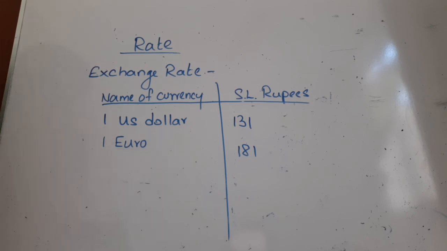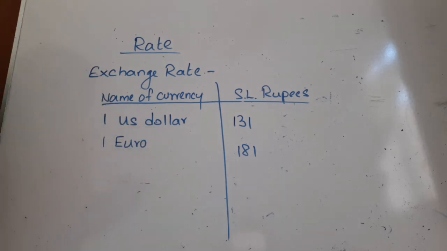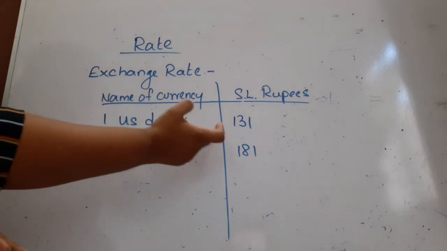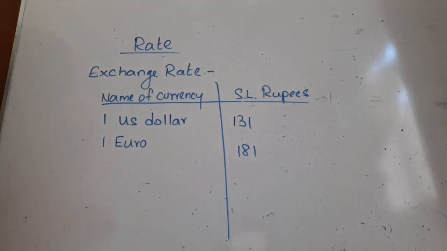They will check today's value of the US dollar and give you the exact amount according to the exchange rate of that US dollar. So I have extracted this from your textbook. This book was printed back in 2015. That's why here 1 US dollar indicates 131 Sri Lankan rupees. So now it has increased a lot.